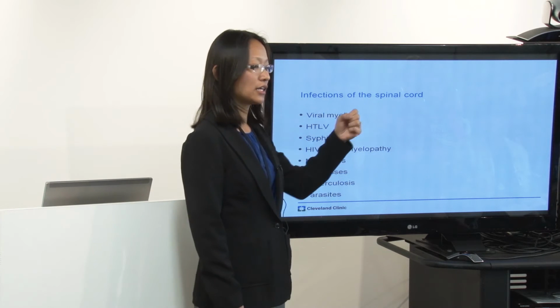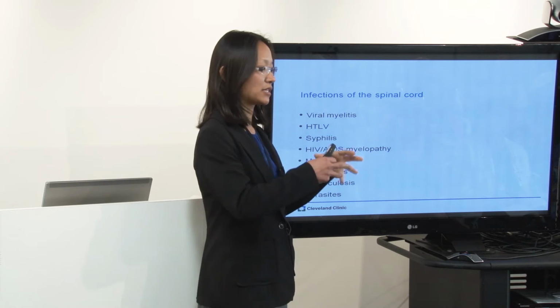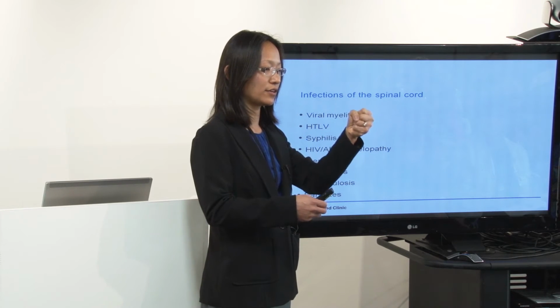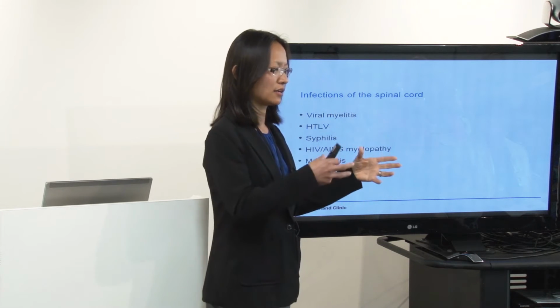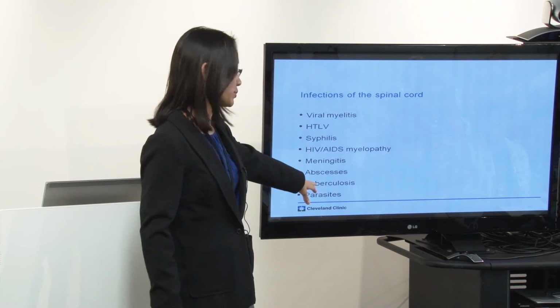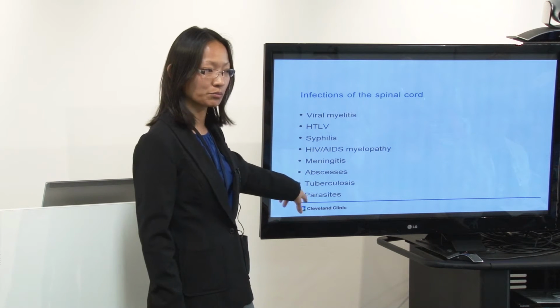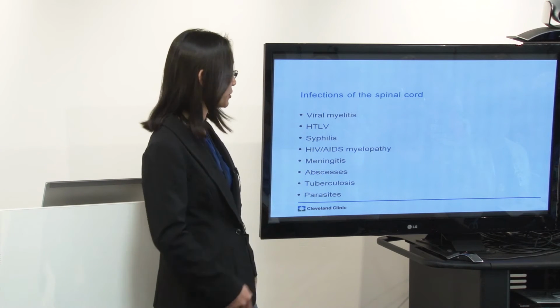Abscesses are collections of infections. So instead of the bacteria going everywhere, it collects in a very specific place, and then it can cause more of a mass effect, so a compression-like process. Tuberculosis is also something that can affect your spinal cord. There are different parasites or bugs that can affect your spinal cord.